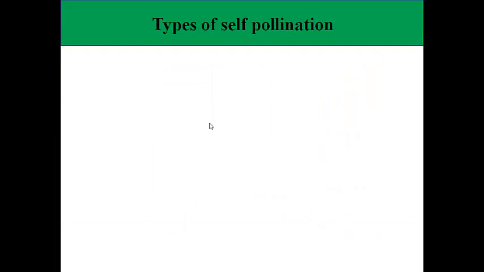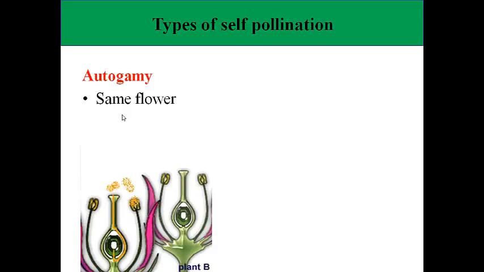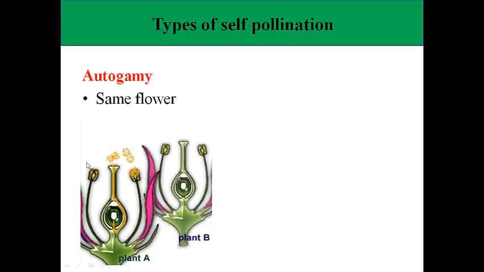Types of self-pollination. We have learned about the definition of self-pollination. Now let us study the types. First one is orthogamy, the same flower. Let us learn more using the image. Orthogamy means transferring of pollen grain from anther to stigma of the same flower. This is anther, this is stigma. This is known as orthogamy.